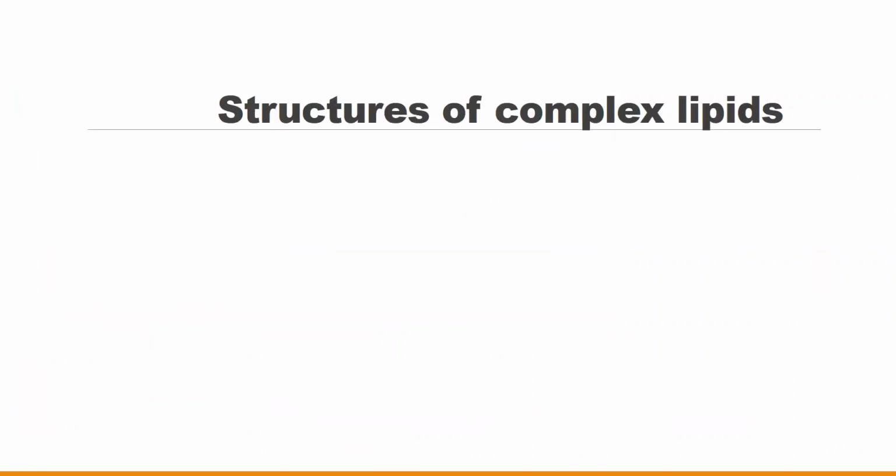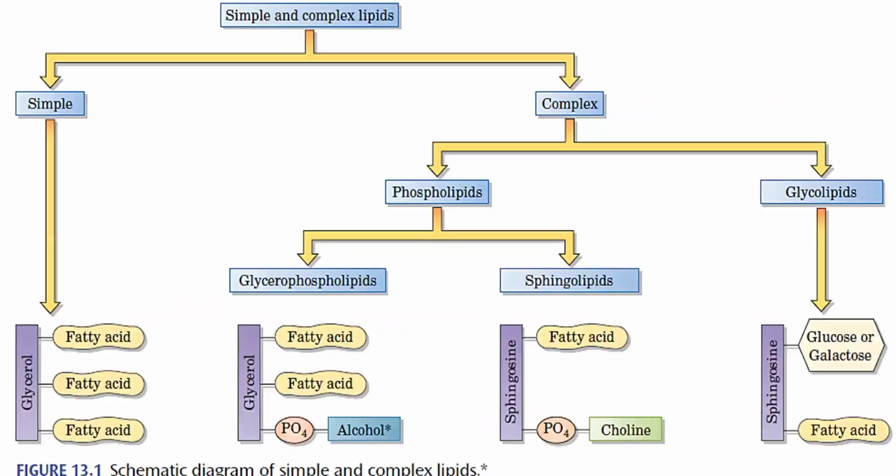So here I'm showing the structures of complex lipids. We have mentioned only the simple ones, the triglyceride, where you get your fatty acid bonded to your glycerol. Of course, once you eliminate your fatty acids, you can actually get your glycerol part. But there is a complex one. You have the phospholipids, and you also have the glycolipids. For the glycolipids, you have the sphingosine, which contains your glucose or galactose, and you have your fatty acids.